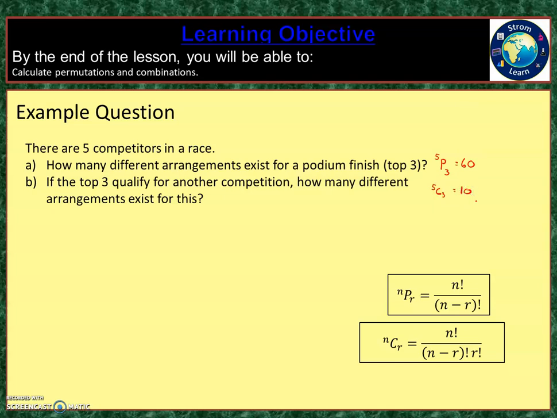Now it's considerably lower. We'd expect it to be lower. In fact, it needs to be lower because the order isn't important for a combination, whereas it is for a permutation.